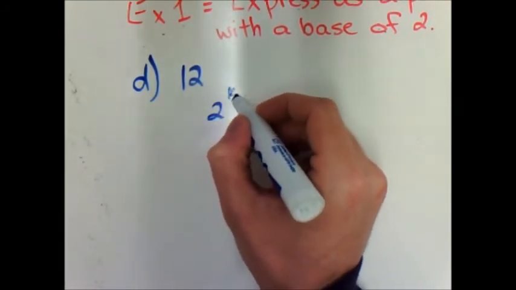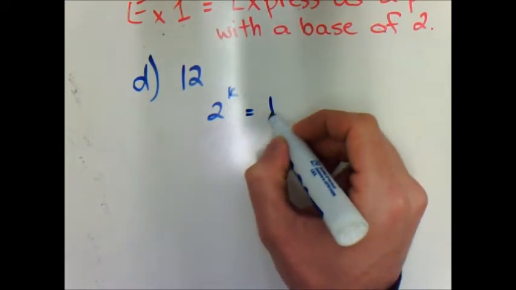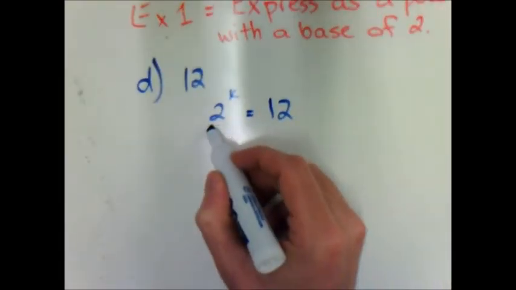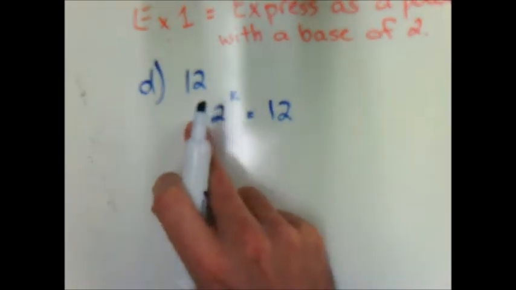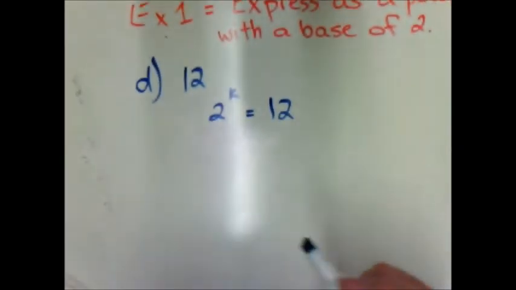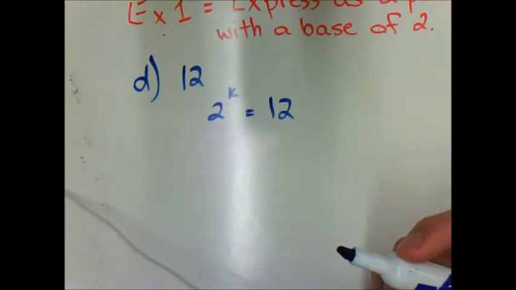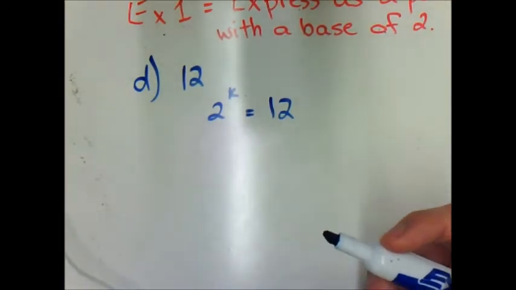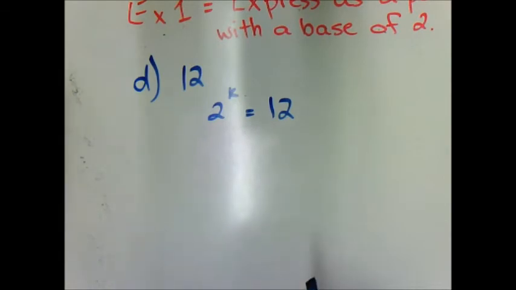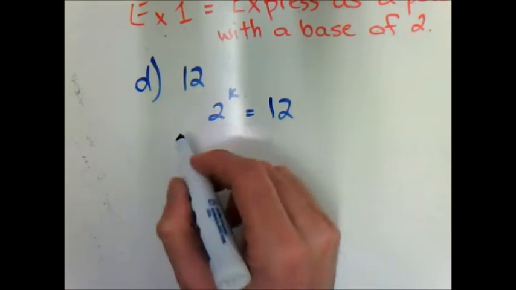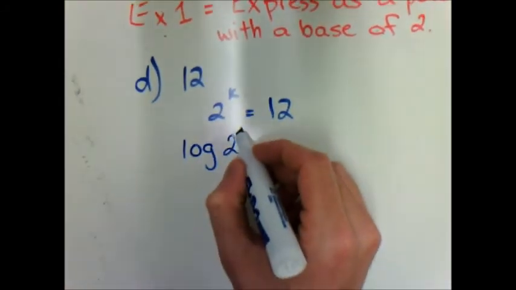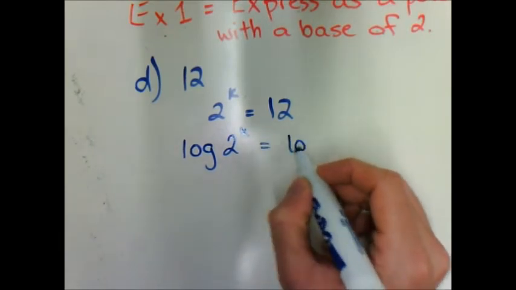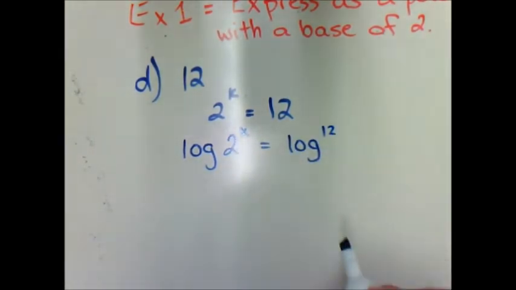2 to the power of k equals 12. So the base of 2 to some exponent is going to equal 12. That's our goal here. We could use a guess and check situation, or from what we know about logarithms, we can express this as a logarithmic equation. So we're going to make both sides a log. So this tells us also that the log of 2 to the power of k is equal to the log of 12.